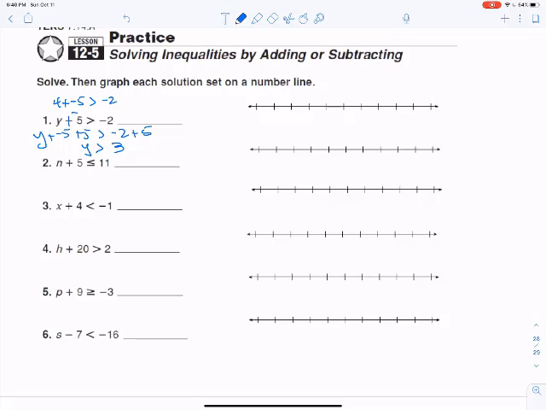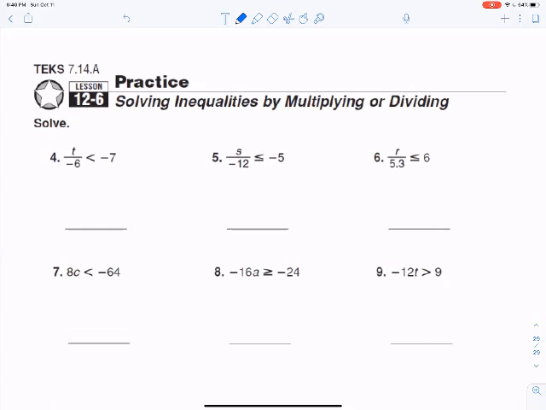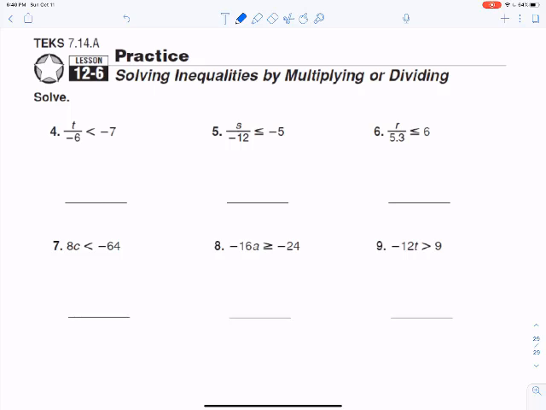So what you'll do for your graph is you'll come right here in the middle and put a 3. Now since it's a greater than, I'm going to put an open circle, and I'm going to shade to the right. And that's all you have to do for your graph. So you'll do the rest of these on your own. And then you're going to do some subtraction, some multiply and divide. Now in the multiply and divide, you don't have to do the graph. All you have to do is solve it.